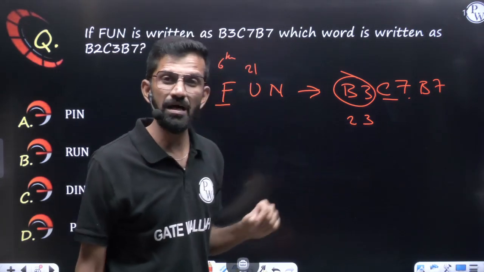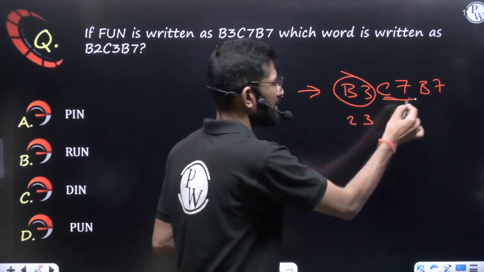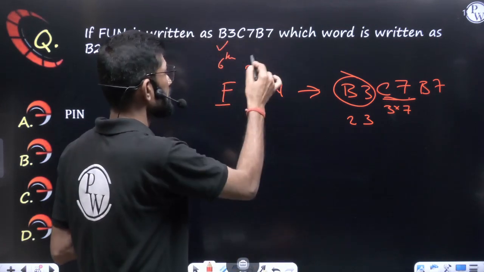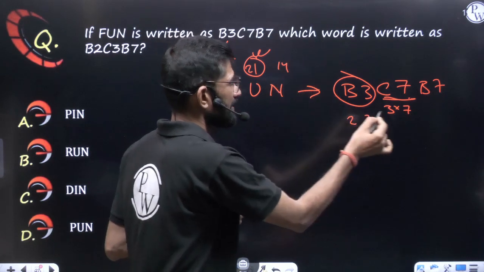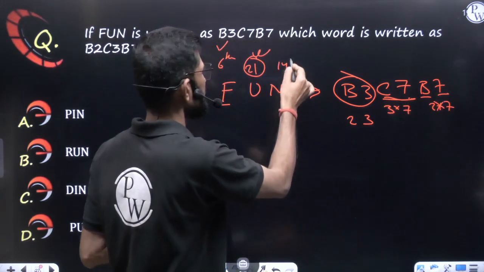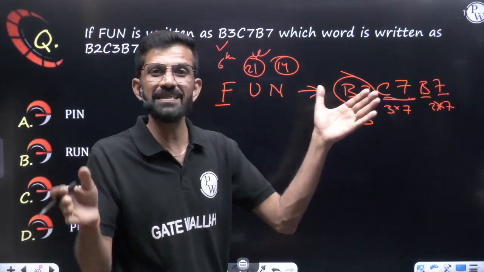Can we write 2 3s are? 2 into 3? 6. Yes. Here C is the 3rd letter, 7. 3 into 7? 21. Yes, the 21st letter is U. N. Here N is actually the 14th letter. Here B is 2 and 7. 2 into 7 is 14. Yes, 14. So they are multiplying the position of the letter and the number.